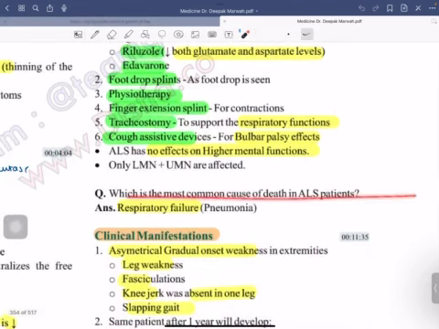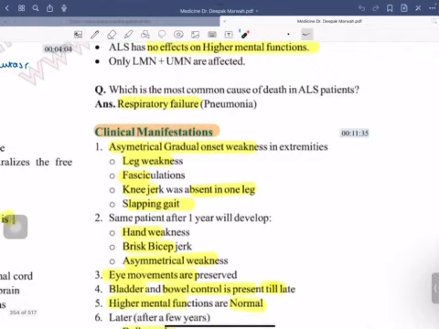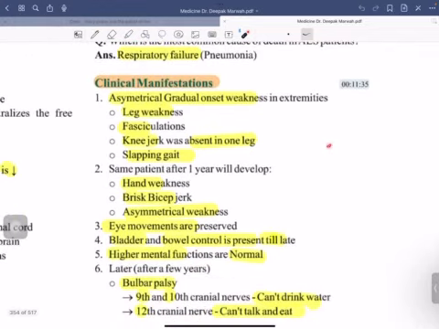The most common cause of death is respiratory failure or pneumonia. Clinical manifestation is asymmetric and gradual onset of weakness in extremities. Leg weakness, fasciculations can be present, which is a feature of lower motor neuron damage. Knee jerk can be absent in one leg. There can be slapping gait that is present. Some patients after 1 year will develop hand weakness. Brisk biceps jerk can be present in case upper motor neuron lesion is present.